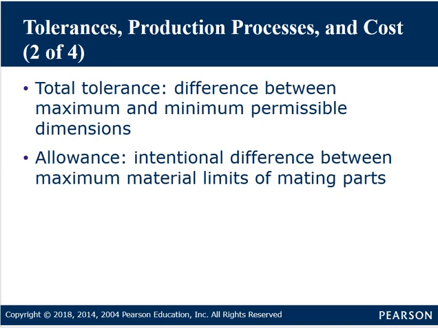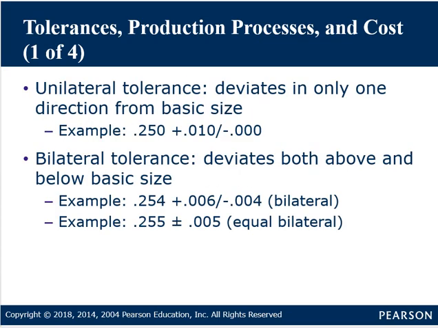Okay, so a couple more terms. Total tolerance is the difference between the maximum and the minimum permissible dimensions. In this particular case, in all three of these cases, the total tolerance is 10 thousandths.